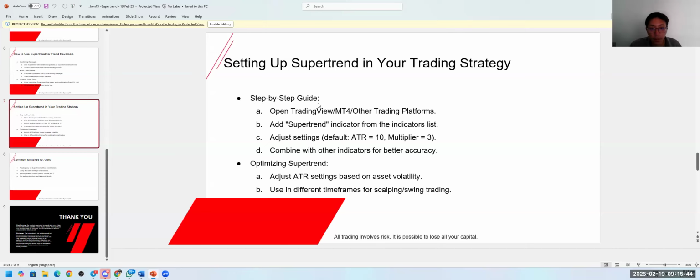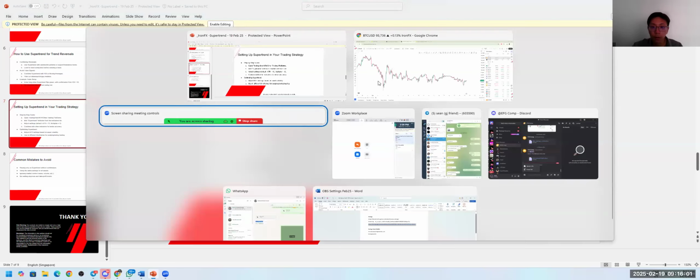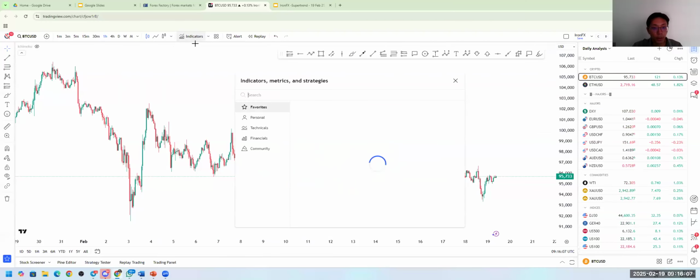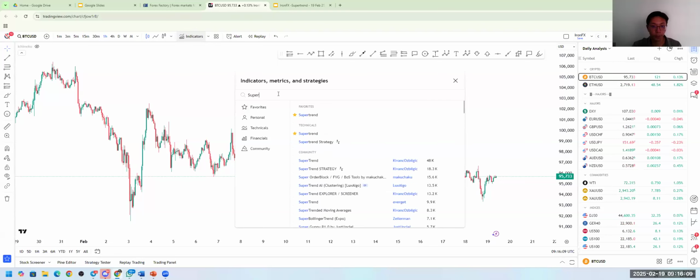So you can see step-by-step guide, open your TradingView or MT4. I would prefer to use TradingView. It's much simpler and the visuals are way better than MT4 or MT5, right? Then let's add Supertrend. Okay, so you go to here, indicators, and then you type in Supertrend.